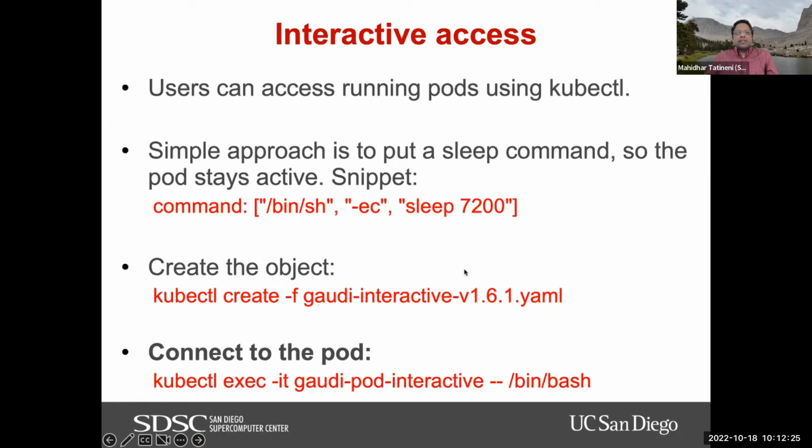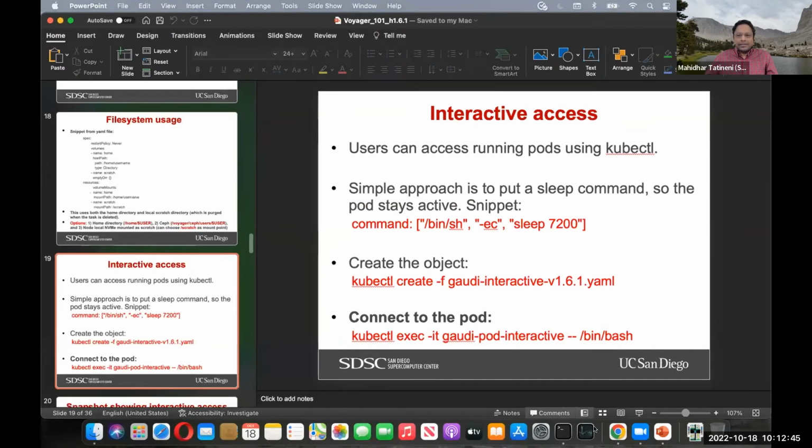So, interactive access. I know some of the Kubernetes admins don't like it, but the easiest way to do it is to put a sleep command in the command, and then you can just log into the thing. So let me do this example.